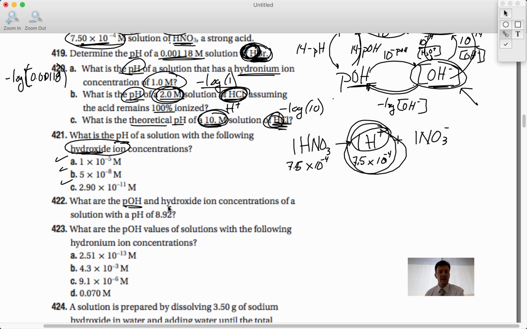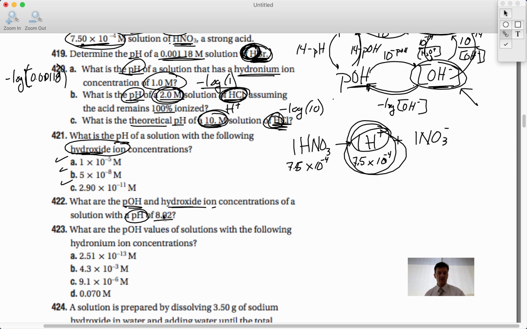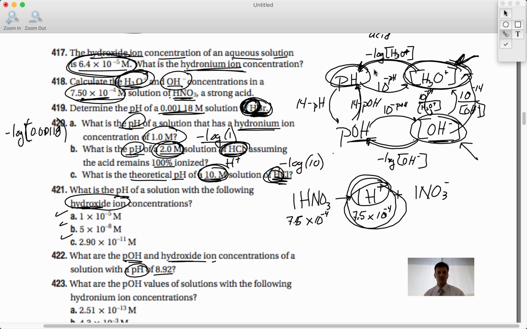What are the pOH and hydroxide ion concentrations of a solution with a pH of that? So now they're giving you the pH, they're giving you this value. You need to get to here, pOH, and then you need to get to the hydroxide ion concentration. You need to go to here. So you should be able to do that now.